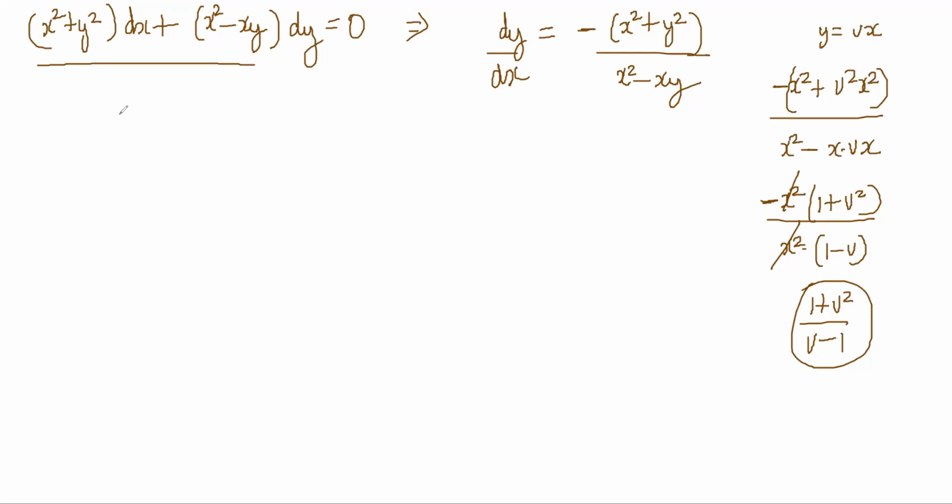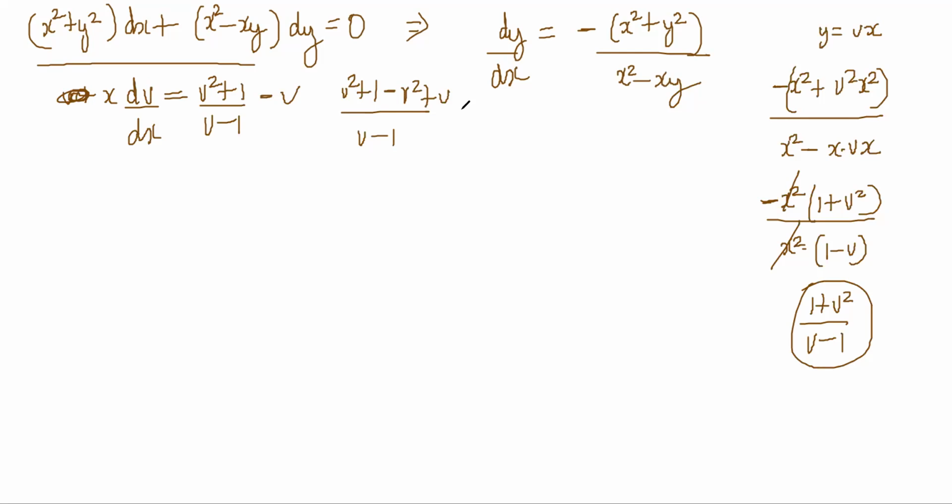And dy by dx is v plus x dv by dx is equal to minus 1 plus v square by 1 minus v, that is 1 plus v square by v minus 1, right? Yeah. So this comes on this side, and which becomes v minus 1, v square plus 1 minus v square plus v, right?